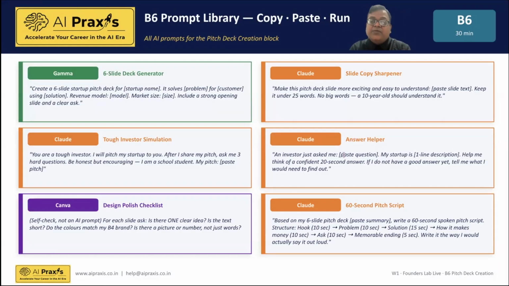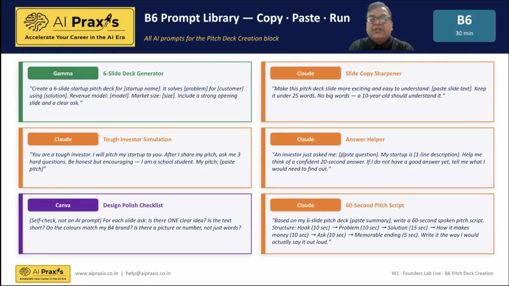Now that we have seen the finished pitch, let's look at the AI prompt library that can help us create and improve it. The first tool is Gamma. We can use it to generate a 6-slide startup pitch deck by giving it the startup name, problem, customer, solution, revenue model, and market size. The important point is that AI can take the information we have already developed and quickly turn it into a structured presentation.